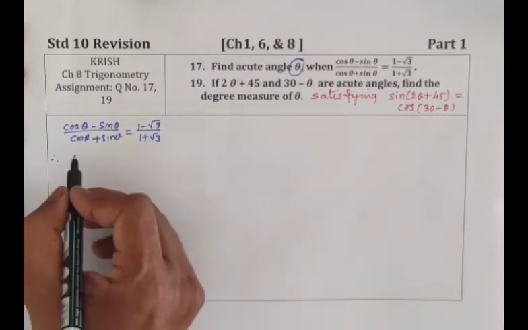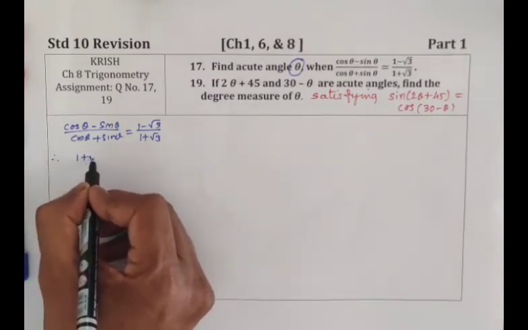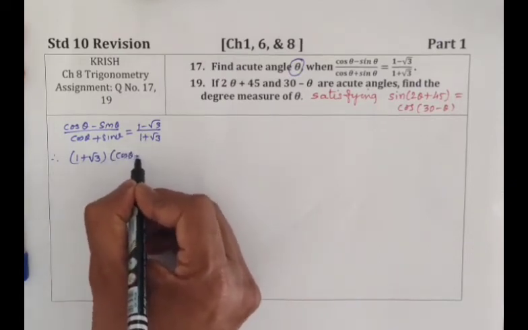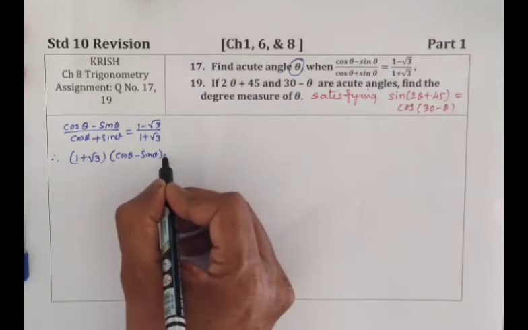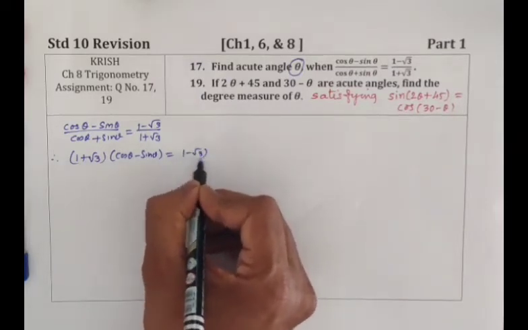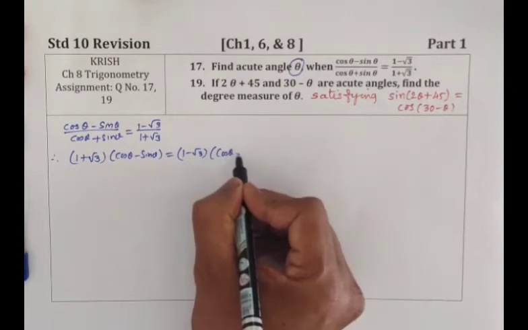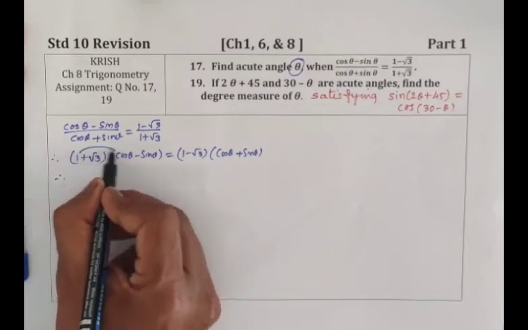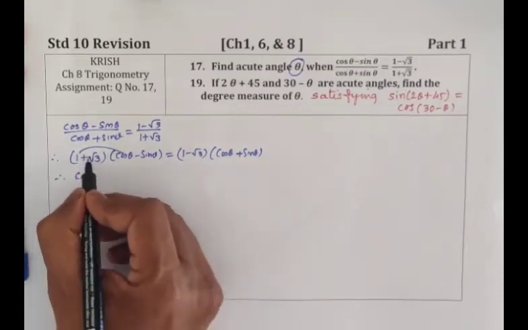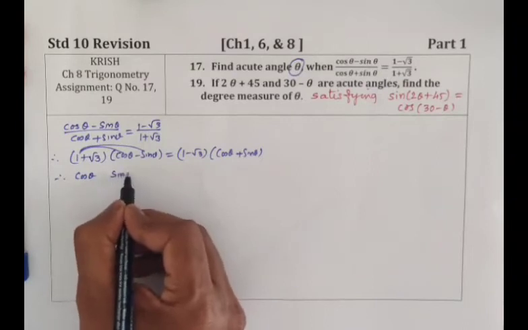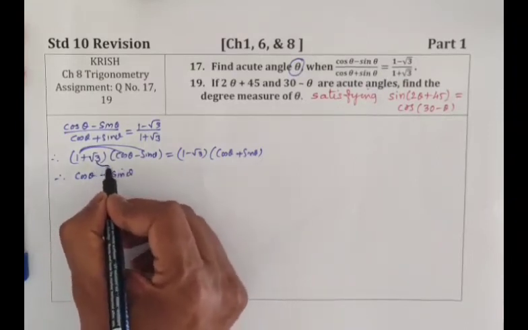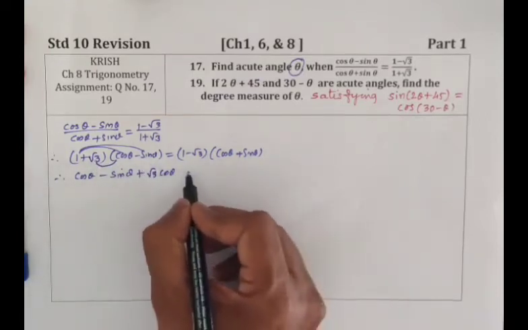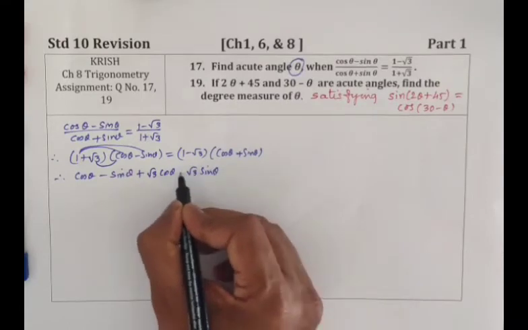So I'll go for cross multiplication. So 1 plus root 3 into cos theta minus sin theta is equal to 1 minus root 3 into cos theta plus sin theta. Okay, now it will be very long. 1 into cos theta, cos theta. 1 into sin theta with minus sign. Root 3 into cos theta, root 3 cos theta with plus sign. Root 3 into sin theta, root 3 sin theta with minus sign.